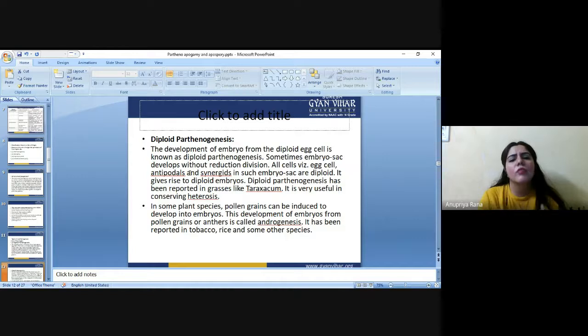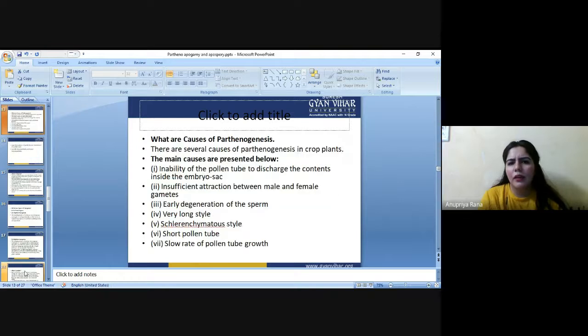There is some type of chemotaxis process done by that pollen, and when that pollen comes here, it does some chemotaxis and induces parthenogenesis in that particular plant. So that type of parthenogenesis is known as the androgenesis kind of parthenogenesis. This is also rare, but we can artificially introduce it in tobacco, rice, and some other crop species. We can do that, but naturally it is a very rare phenomenon.